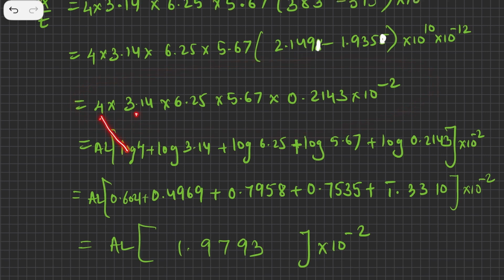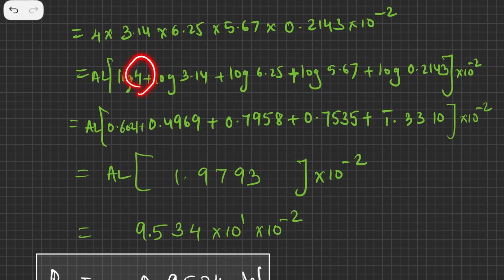So log 4, log 3.14, log 6.25, log 5.67, and log of this. Now the characteristic of 4 is 0, and you will have to see the row of 40 and column 0, so you will get the number 6021. For 31.4 the characteristic is 0, and for 31 and 4 you will have to see 4969. For 6.25 the characteristic is 0, and for 62.5 you will have to see 7958. For 5.67 the characteristic is 0, the mantissa is for 56.7, so you will get this 7535.